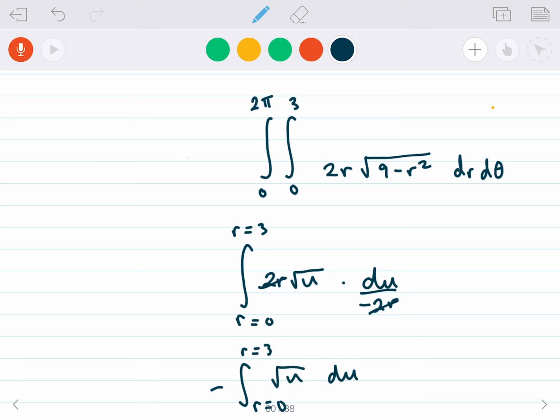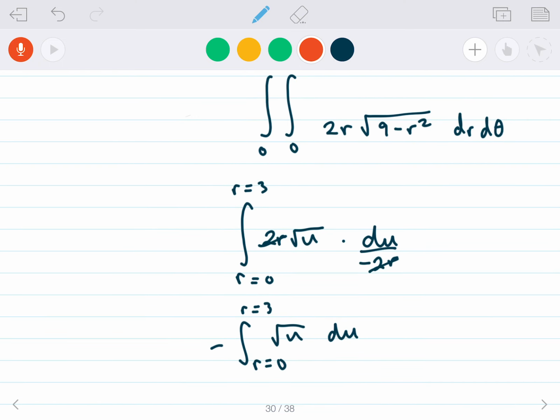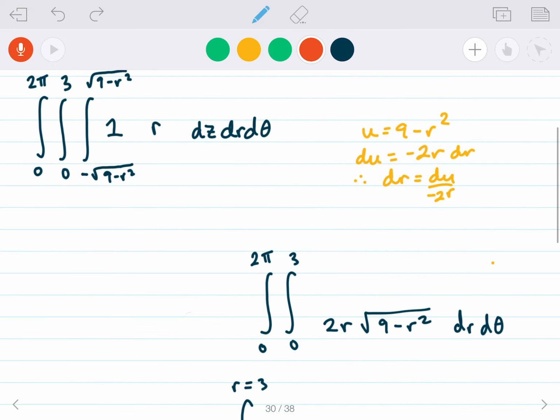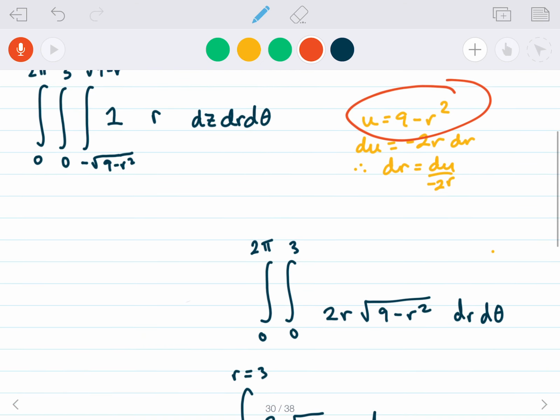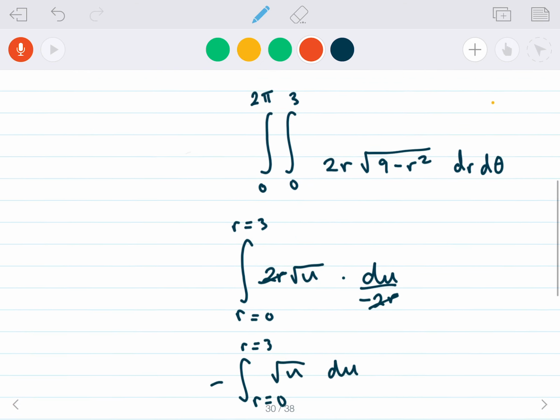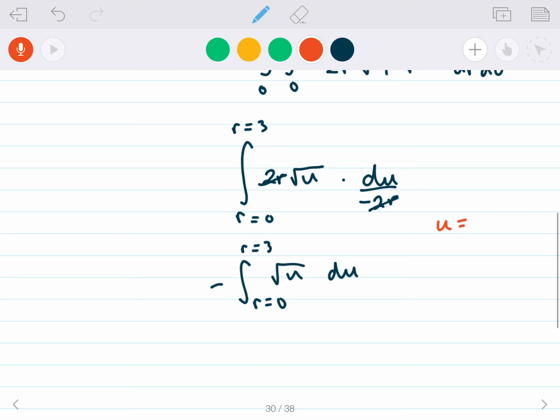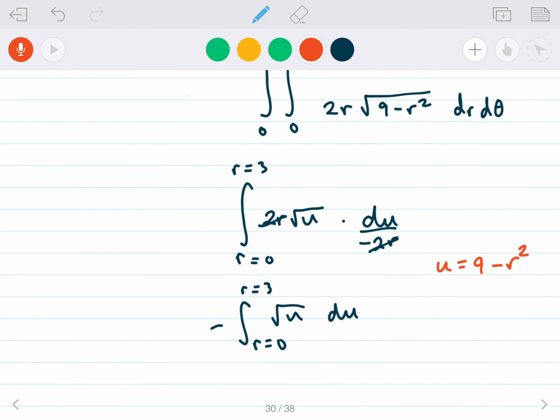Okay, so I want to be careful here because my bounds are in terms of r, but when I integrate, I want this to be in terms of u, so I need to change my bounds, okay? So instead of r equals 3 and r equals 0, I need to change these bounds in terms of u. So I know that u is equal to 9 minus r squared. So instead of r equals 0, well, if I plug in 0 for r, I get 9 minus 0 squared. Instead of r equals 0, this actually becomes u equals 9.